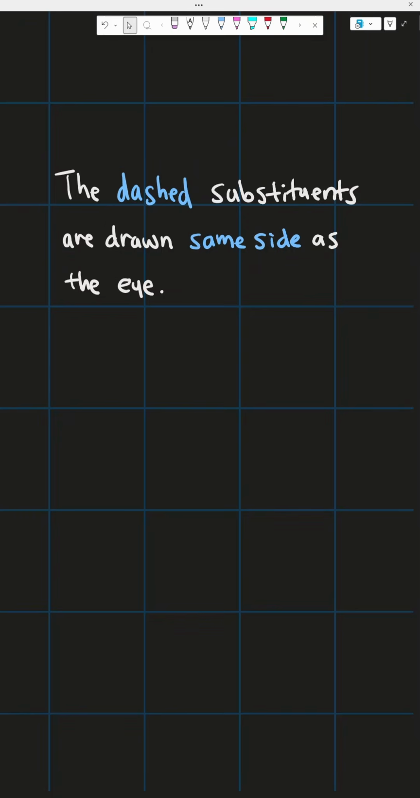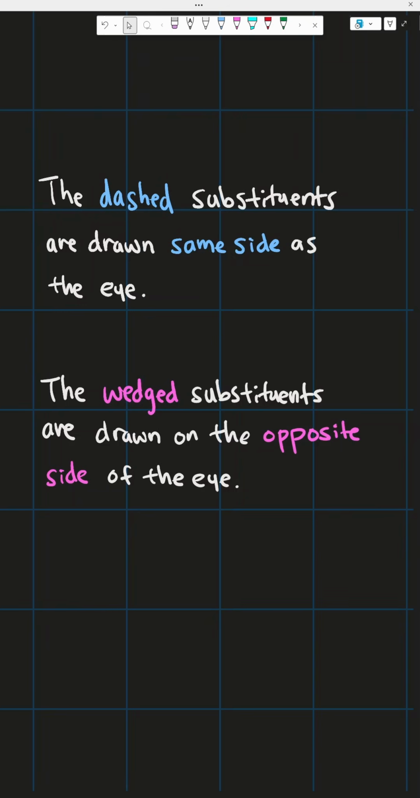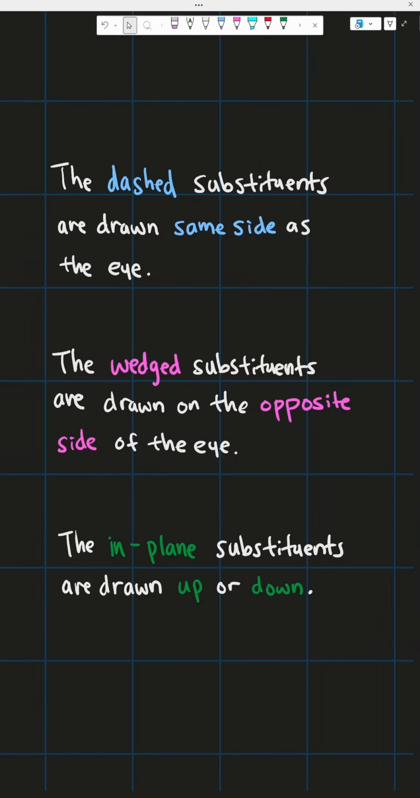The dash substituents are drawn on the same side as the eye. So if the eye is on the left, the dash substituent will be drawn on the left side of the Newman projection. The wedge substituents are drawn on the opposite side of the eye. So if the eye is on the left, the wedge substituent will be on the right. Finally, the in-plane substituents, so the substituents that are not wedge or dashed, are drawn up or down in the middle depending on the position of the skeletal structure.